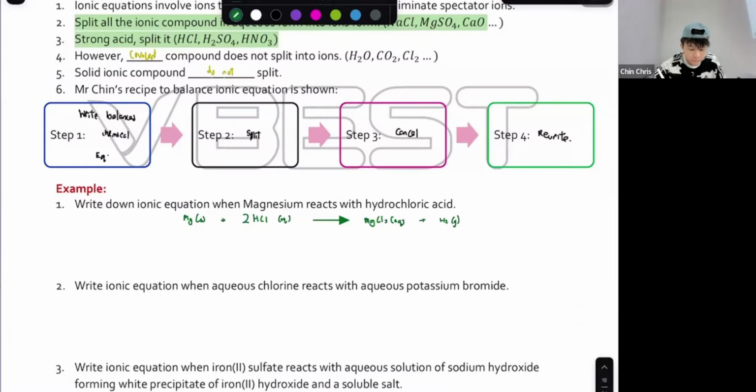Magnesium cannot split, right? HCl can split or cannot split? It can, right, turning into 2H+ and 2Cl-. Magnesium chloride can split or cannot split? Can.